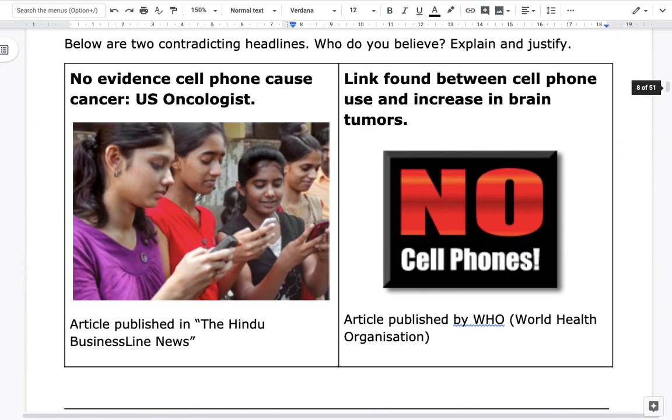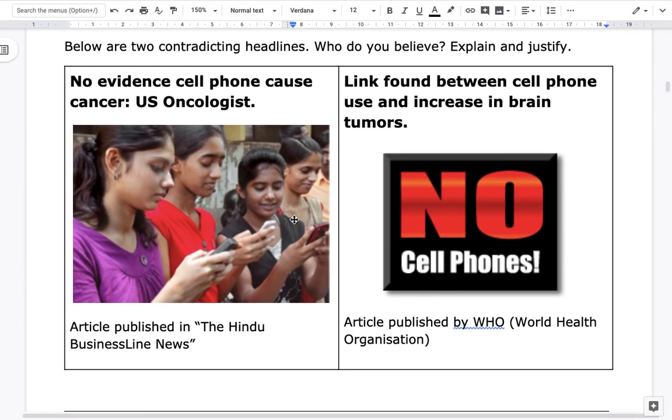Okay, now we've got two different articles here, two contradicting articles. So one talks about there is no evidence that cell phones cause cancer. All right, and this article was published in the Hindu Business Line News. Another headline was link found between cell phone use and increase in brain tumours. And this article was published by the World Health Organization. So they're saying opposite things. One saying that there is a link between cell phone use, and the other one saying that there's no evidence of that. So who do we believe?